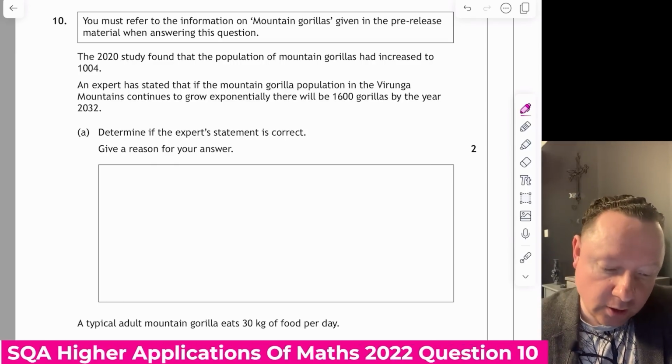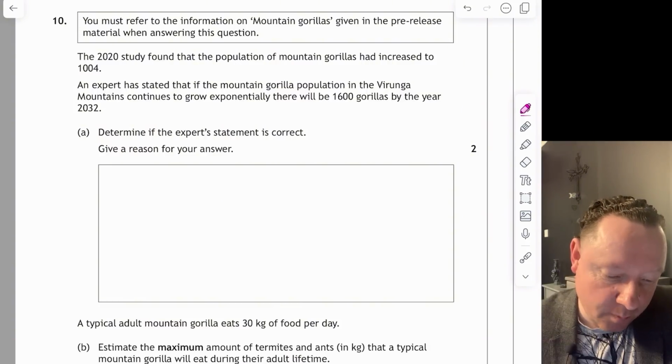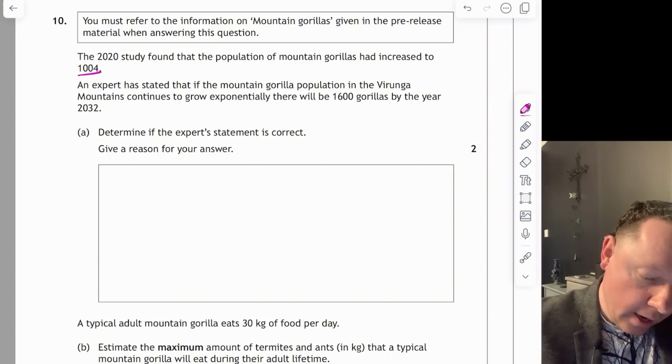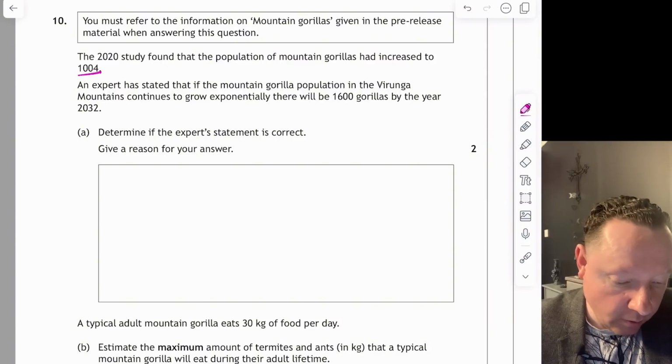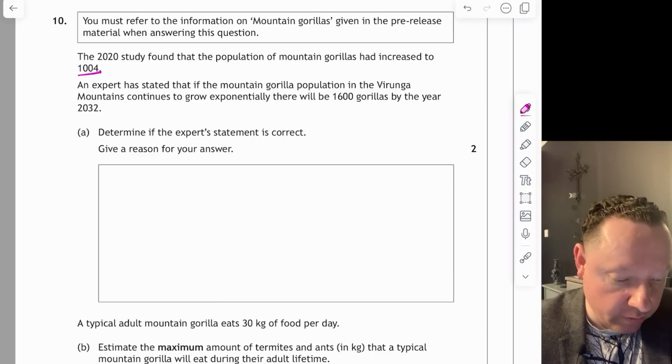You must refer to information on mountain gorillas given in the pre-release material, so we'll look at that in a minute. The 2020 study found that the population of mountain gorillas has increased to 1,004. And an expert has stated that if the mountain gorilla population in the Virunga mountains continues to grow exponentially, there will be 1,600 by the year 2032. Determine if he's correct. So we're going to have to look at this pre-release material to see if there's any information to help us with this.